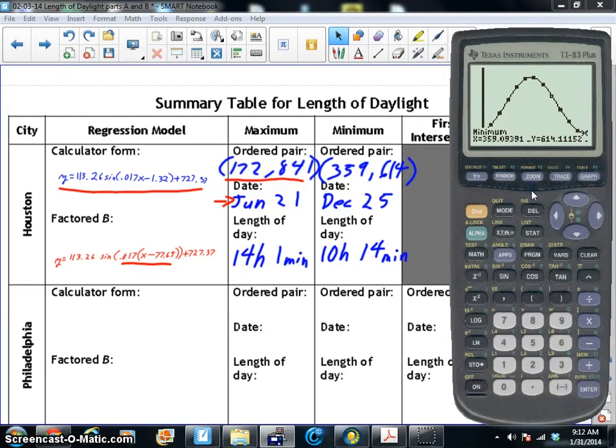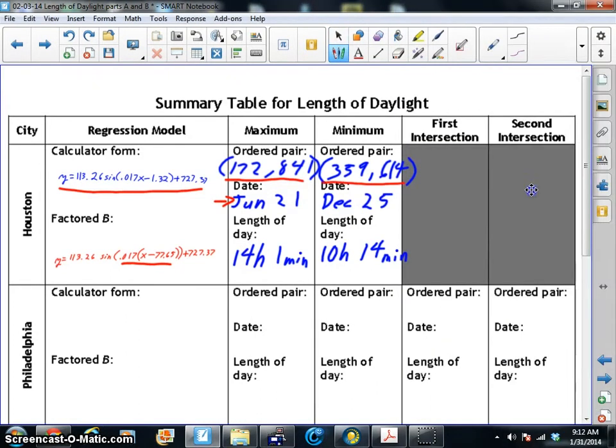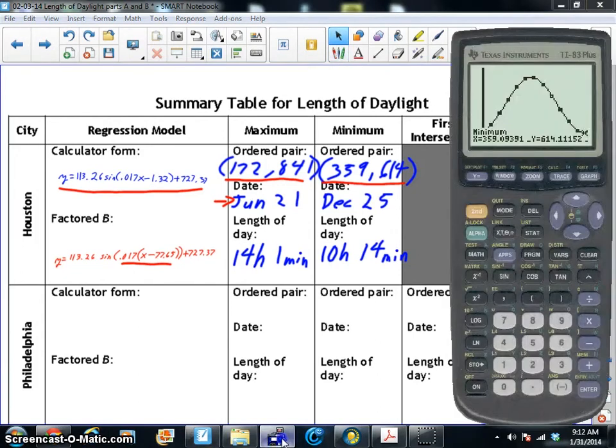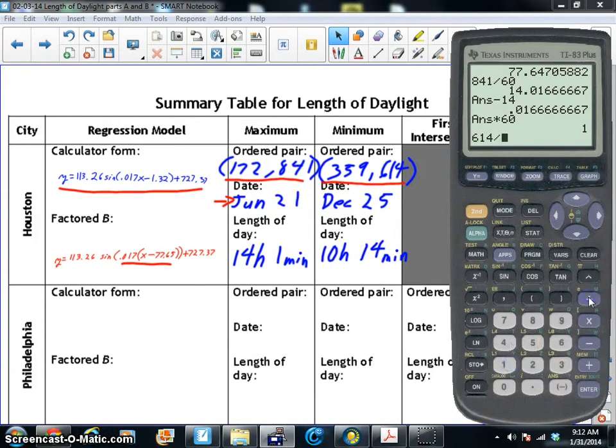And that says 359 and 614, which is right here, 359 and 614. Find out the time, 614 divided by 60. That's 10 hours. I subtract 10 because that's the leading number, and I multiply by 60 on the remainder to go ahead and get my minutes, so 14 minutes. And that's it for that.